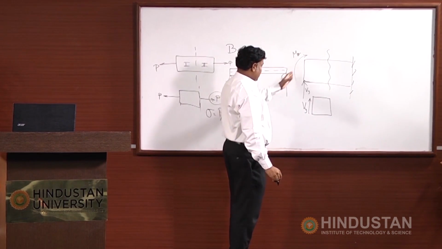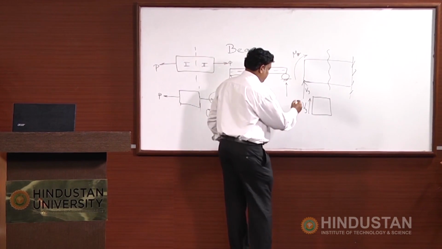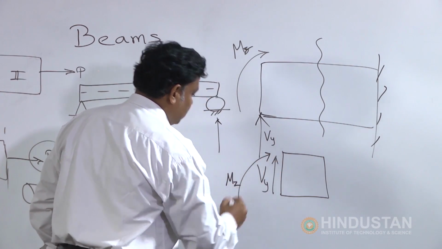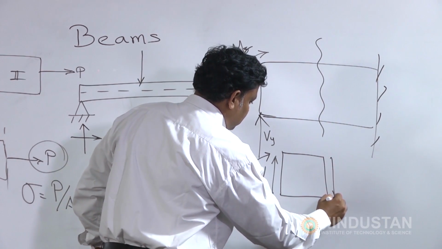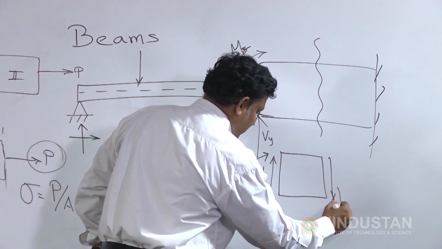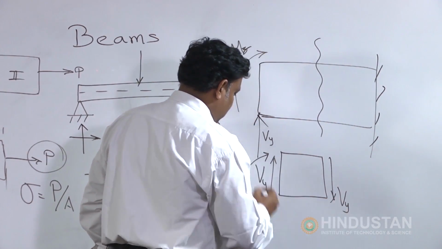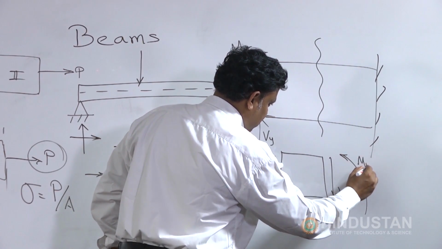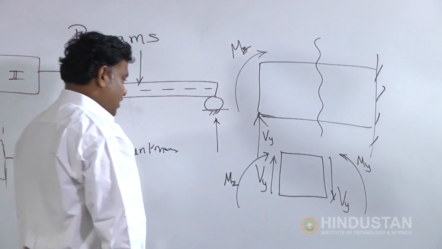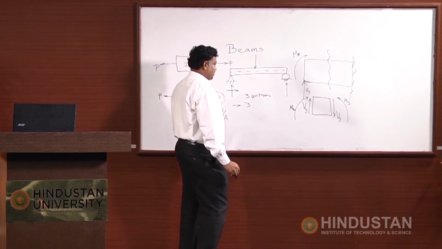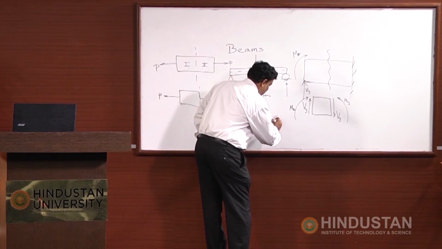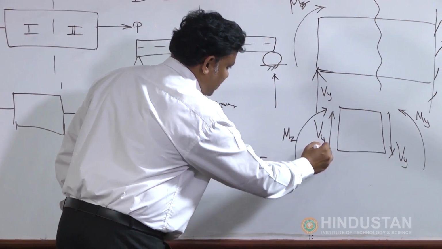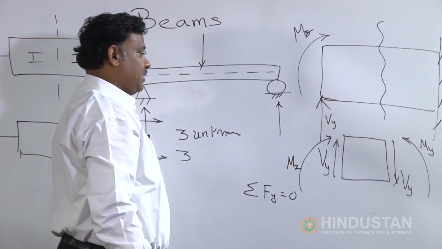Now, we have to see what are the resisting forces on the other side. Because of this vertical force, there is a vertical downward force, and because of this moment, there is a moment acting in this direction. Now, we see this is not in equilibrium. Why? Because the net force along the y direction is equal to 0, because there is a plus Vy and minus Vy, it is 0.